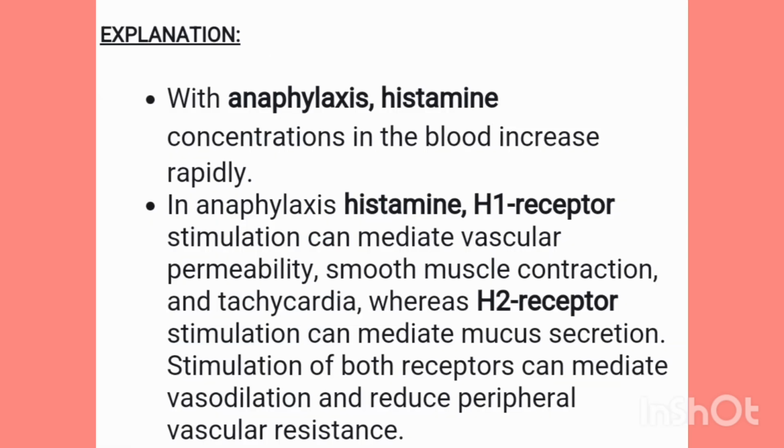The explanation is, with anaphylaxis, histamine concentration in the blood increases rapidly. So what happens? In anaphylaxis, histamine, that is H1 receptor stimulation, can mediate vascular permeability, smooth muscle contraction, and tachycardia, whereas H2 receptor stimulation can mediate mucus secretion. Stimulation of both receptors can mediate vasodilation and reduce peripheral vascular resistance.